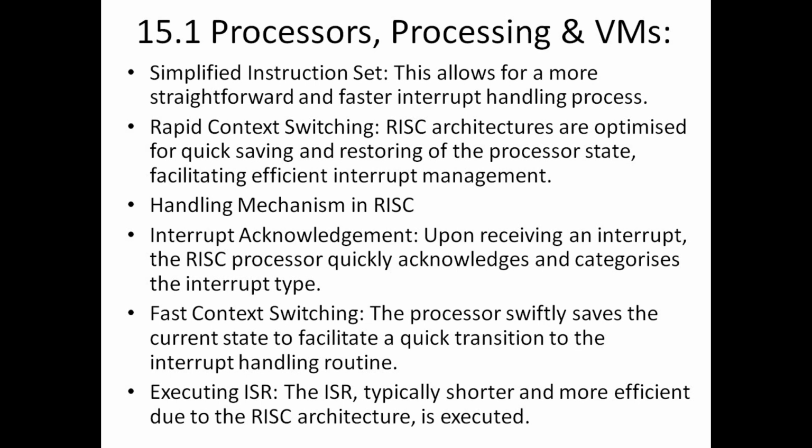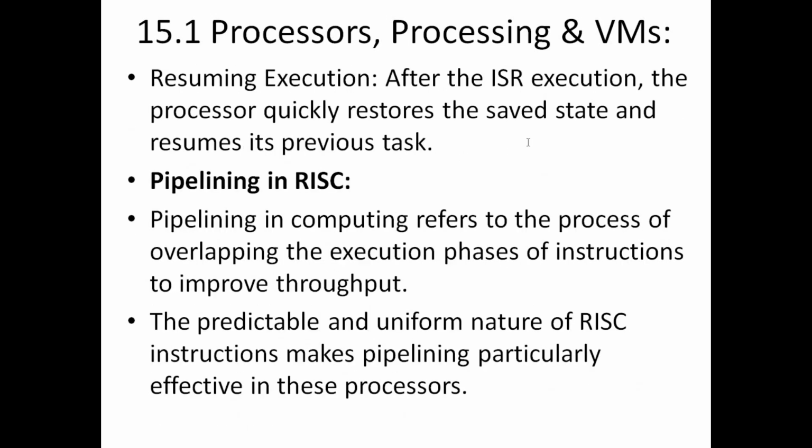Upon receiving an interrupt, the RISC processor quickly categorizes the interrupt type according to priority. Obviously, the processor then saves the current state and then runs the ISR, which is more efficient as compared to a CISC ISR. After the ISR execution, the processor restores the saved state and resumes its previous task.